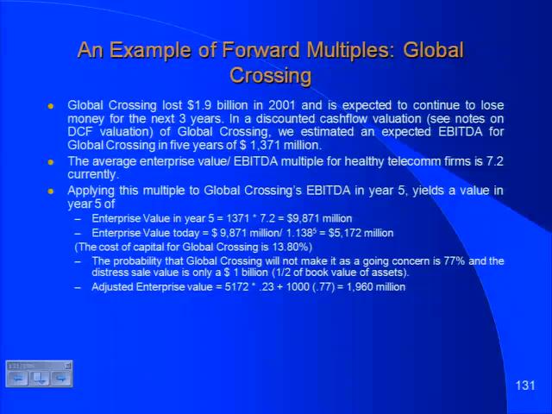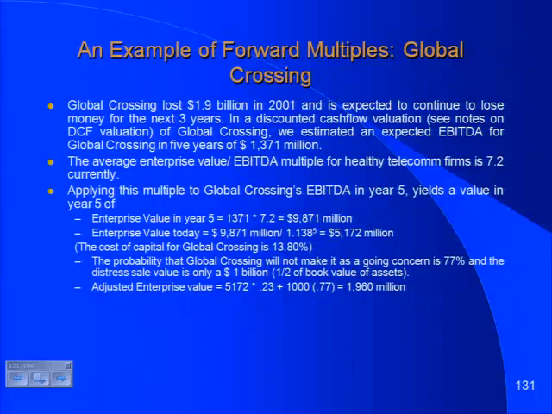What's the first adjustment I need to make? I need the value today, so I need to take the present value of that. Again, if you're sloppy, you can come up with a discount rate, but if you've already done a discounted cash flow valuation, you have a cost of capital you've estimated for this company. In this case, that cost of capital is 13.8%. I discounted the 9,871 in 5 years back at 13.8% to get to the value today. That's the first adjustment. It's a time value.